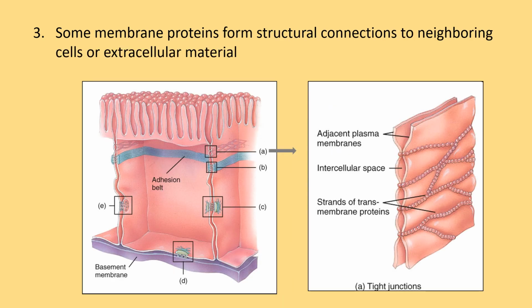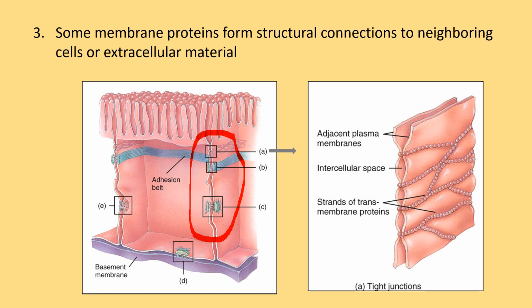A third function for plasma membrane proteins is to form physical connections between neighboring plasma membranes. So one cell can be firmly attached to its neighbor or to extracellular material. And so there are a variety of cell junctions that we'll talk about later. Right now, this is just an overview of what plasma membrane proteins do. And here, let's use red. So here, we see a variety of plasma membrane proteins that anchor these two neighboring cells together.